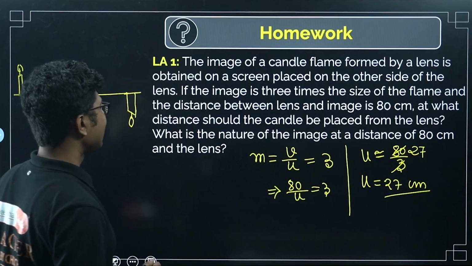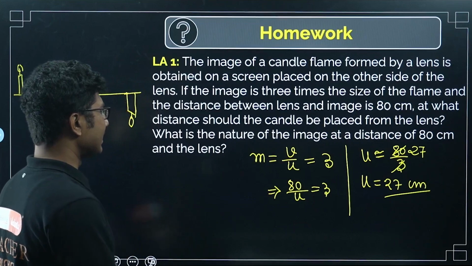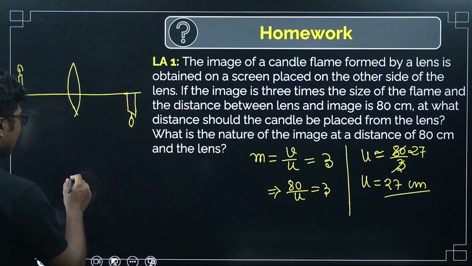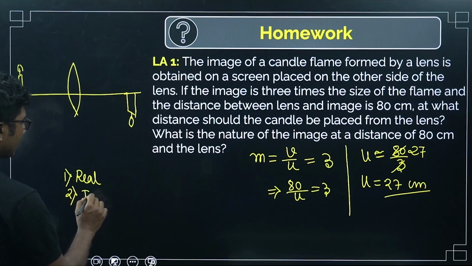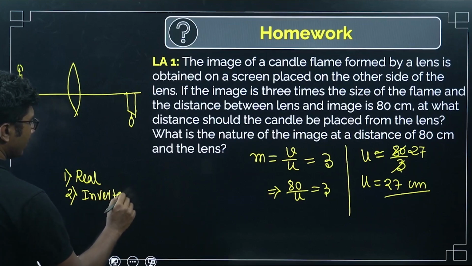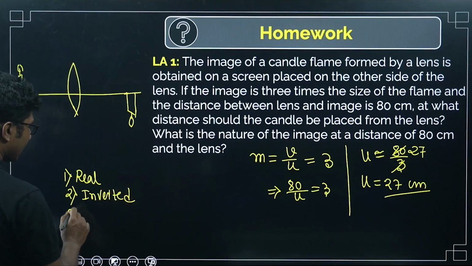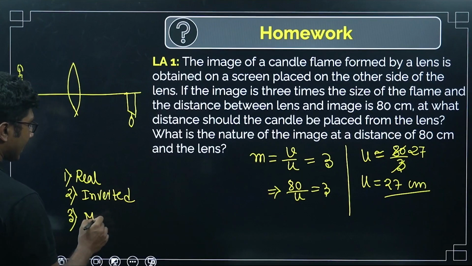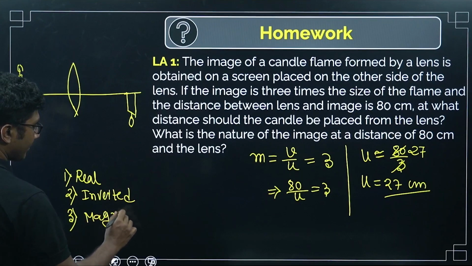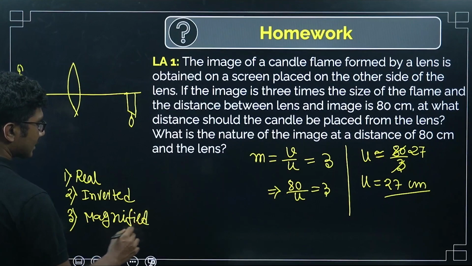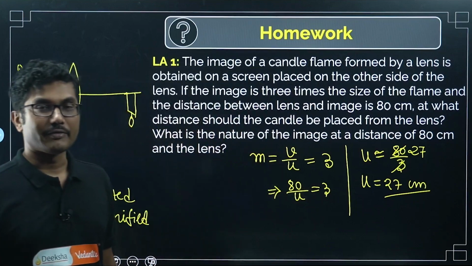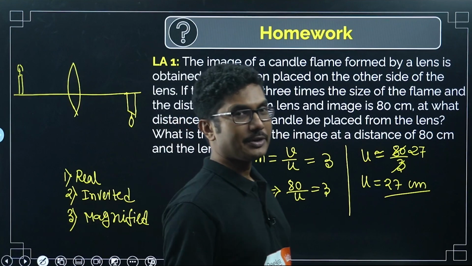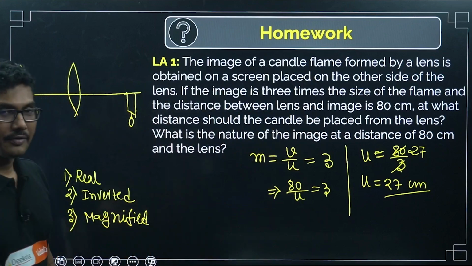Now what is the nature of the image at a distance of 80 centimeter from the lens? It must be a real image as it is forming on the other side. Second, it should be inverted, as we know real images are always inverted. And thirdly, it should be magnified, as it is mentioned 3 times. So when they ask you the nature, you have to mention everything about the image, whether it is real, virtual, magnified, or diminished.